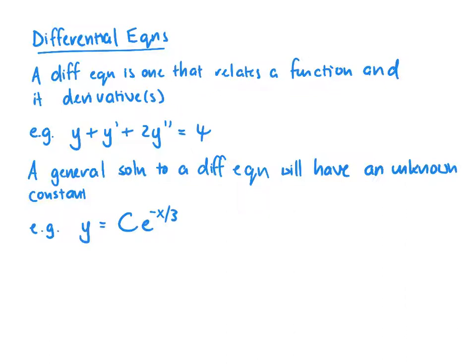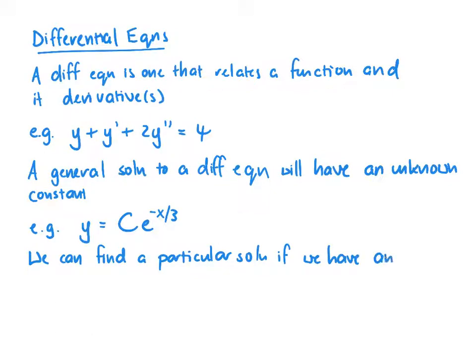We can find a particular solution if we have an initial condition. So that means we can solve for that unknown constant. So when we say particular solution, that would mean that I would want to know what capital C is in that example that I just gave. So we can find a particular solution if we have what's known as an initial condition. And often it's written as something like y of a, say, equals b, something along those lines.